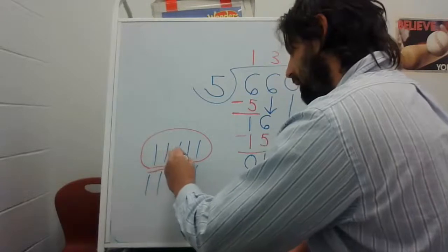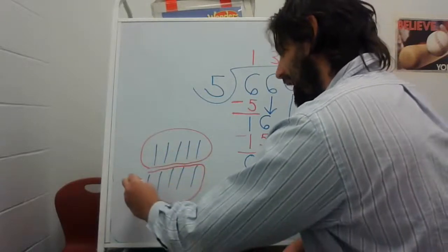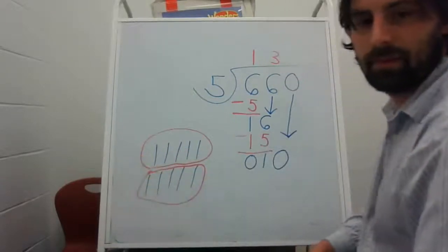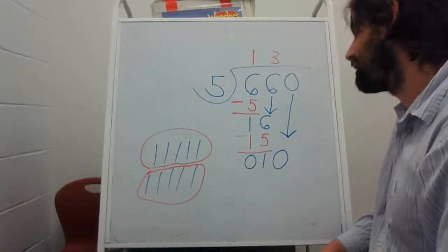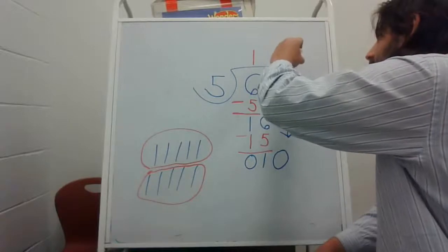1, 2, 3, 4, 5. That's 2 groups of 5. All right, so I have 2 circles, 2 groups of 5. 5 goes into 10 twice.